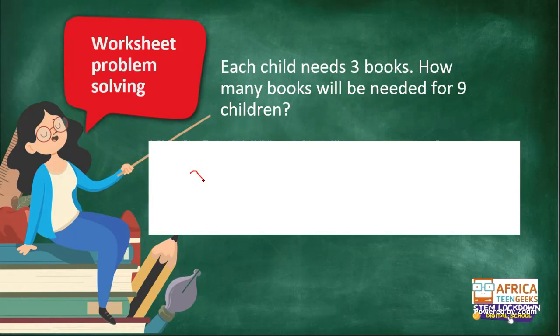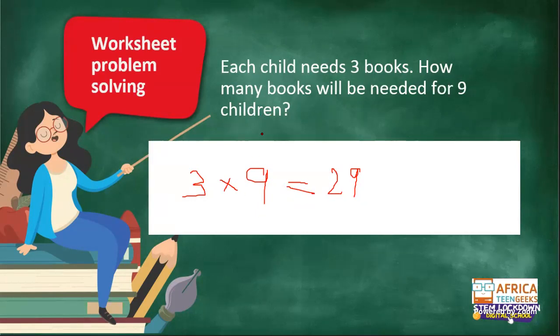So we say, how many children are we? We are 3 children. And if they need 9 books, what are we going to do? We're going to times it. We're going to multiply it with 9. And now it's 3 times 9. And what is my answer there? 27. There's 9 children and 3 books. And therefore, we will be needing 29.